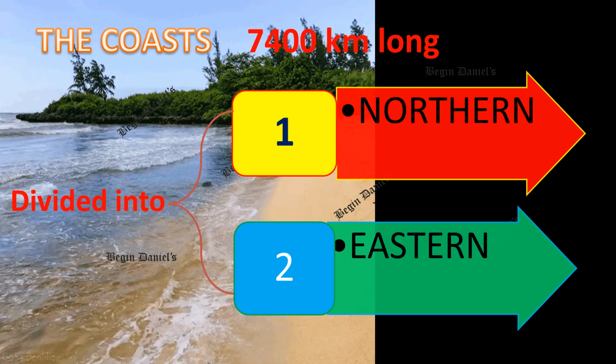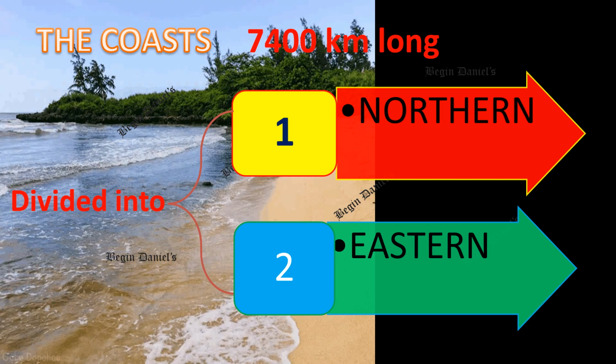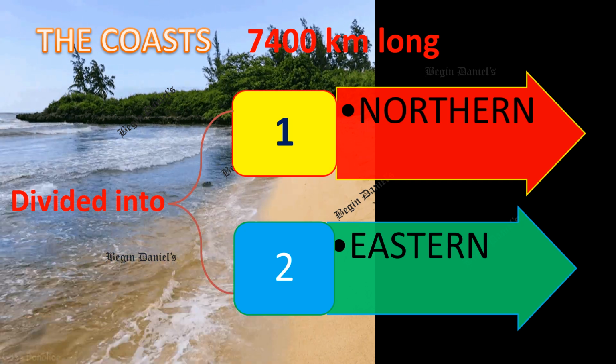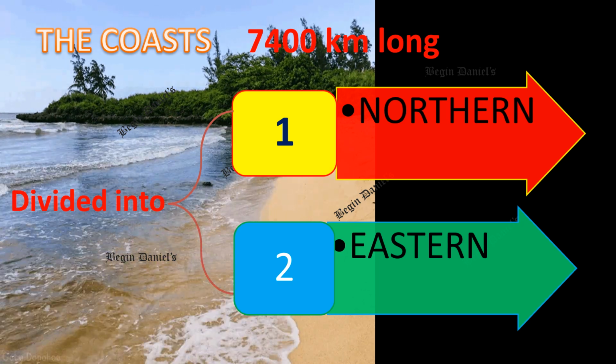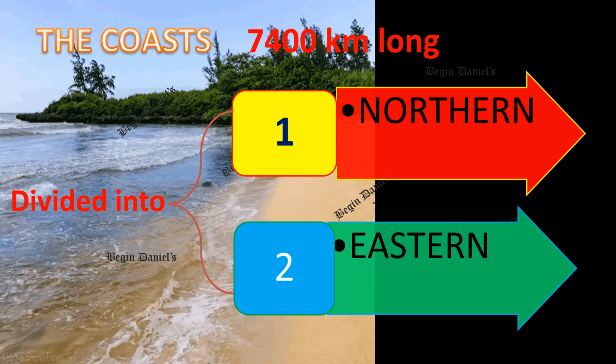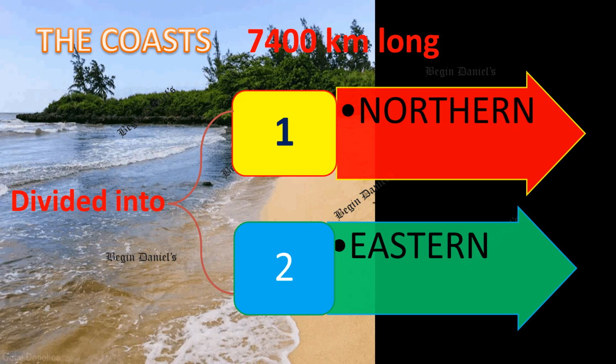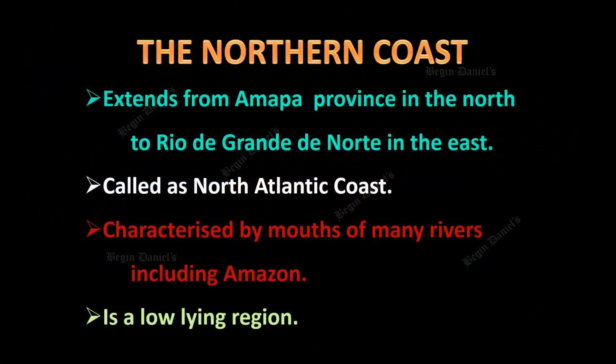The next physical division is the coast. Brazil has a 7,400 kilometer long coastline. This coastline can be classified into two: the northern coastline and the eastern coastline. The northern coast extends from Amapá province in the north to Rio Grande do Norte in the east, called the North Atlantic Coast, characterized by the mouths of many rivers, including the River Amazon. It is a low-lying region.